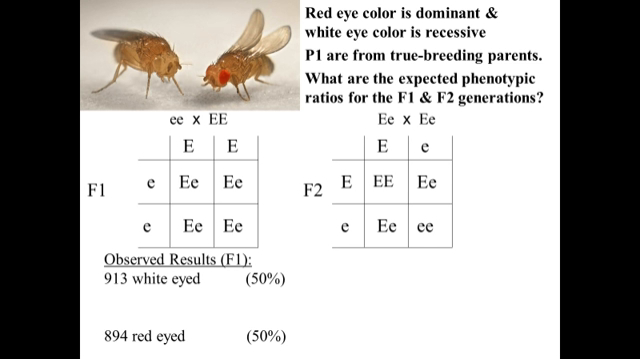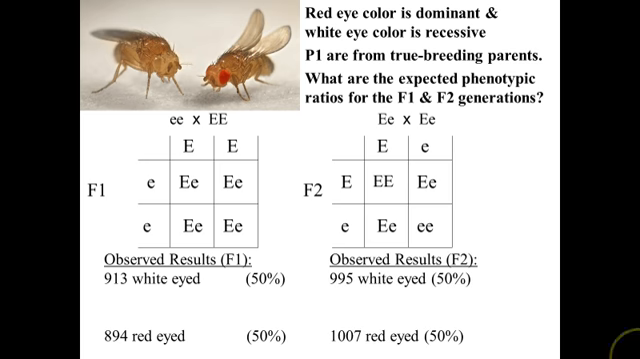They produce almost 2,000 eggs. Wow, a lot of kids. Imagine the number of shoes they're going to buy, because each one's got 6 legs. Anyway, when we look at the kids, 913 of them have white eyes and 894 of them have red eyes. That does not fit our expected phenotypic ratio. We would expect 100% of them to have red eyes.